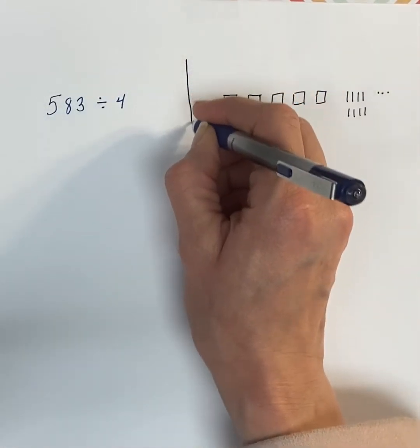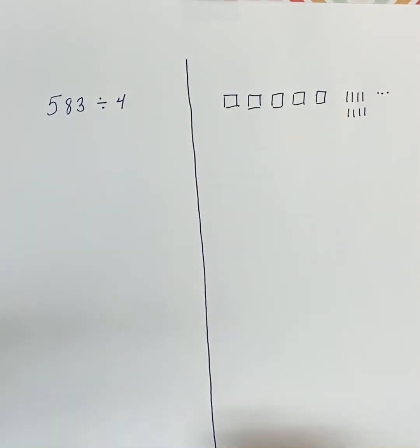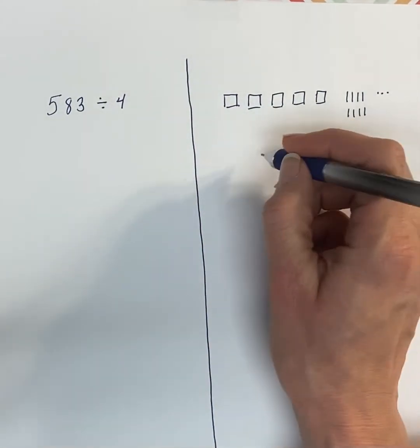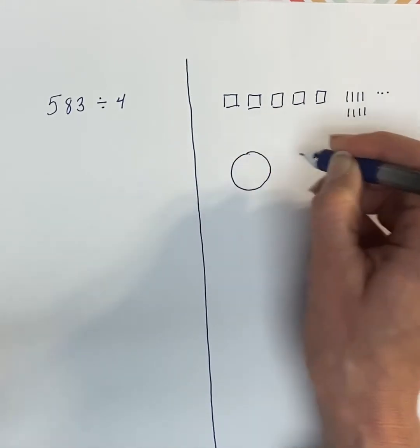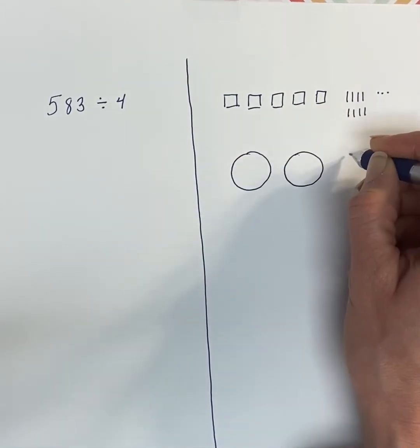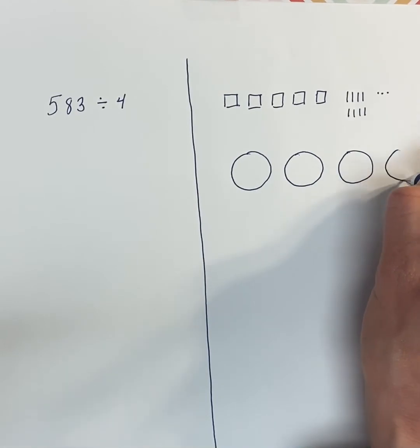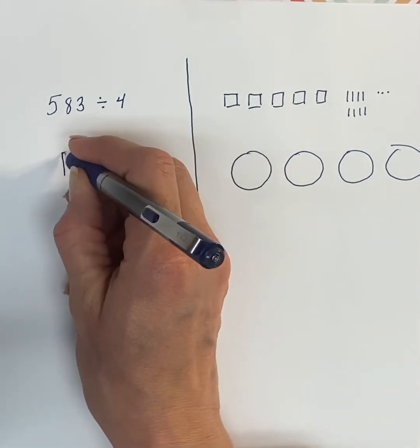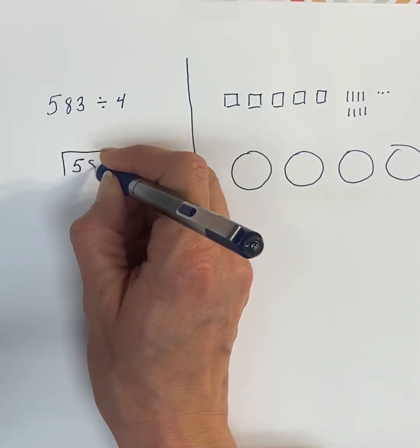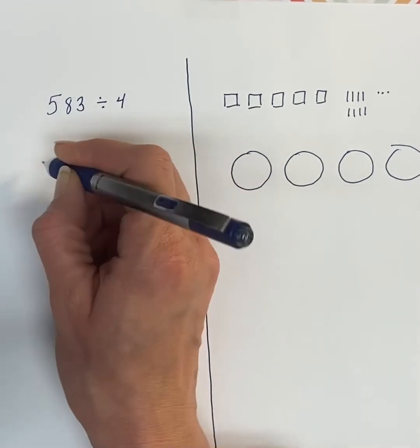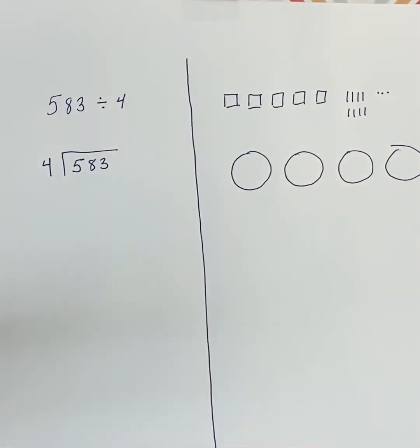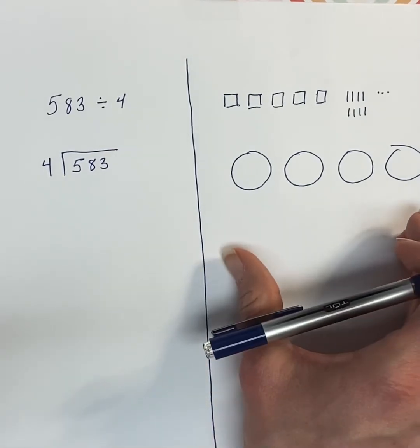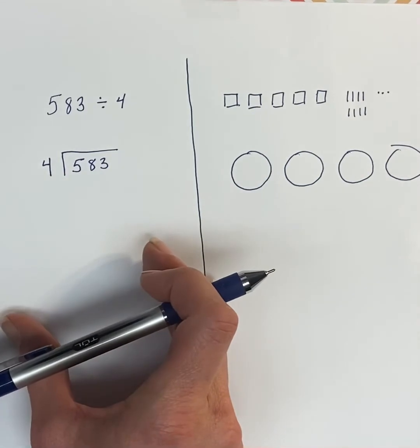What we're going to do is show the students on one side how we model this just physically. So we're going to create our 4 groups. And on the left-hand side is where we're going to show the explicit trades within the context of the division notation that is part of the standard algorithm. So we have our dividend of 583 inside our division symbol and our divisor on the outside of 4.